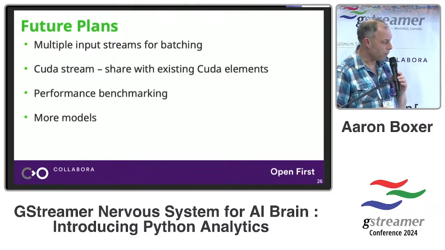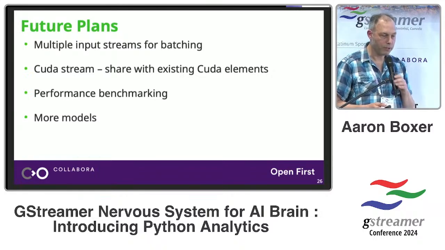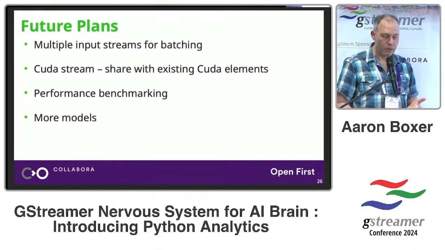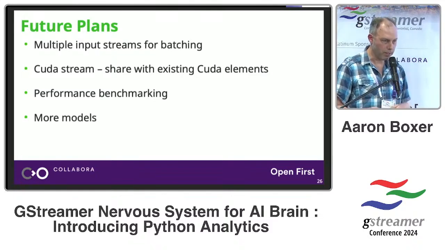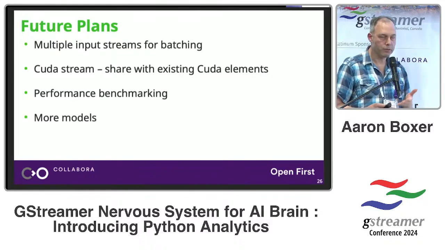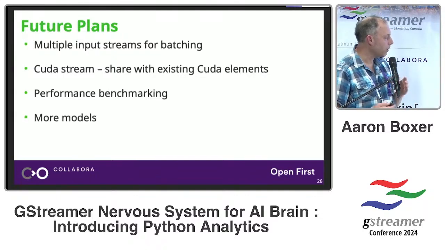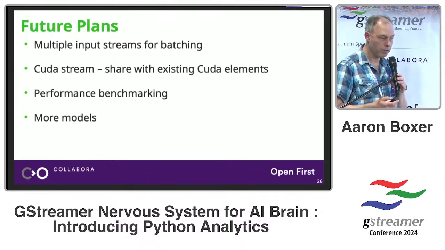Future plans: we want to support multiple input streams because for batching, if you have 5 cameras and you have one model, it's more efficient to run the same model on all 5 images in a batch on the GPU rather than one by one. We also want to support CUDA streams, which are a queue for NVIDIA GPUs. We already use this in the other CUDA upstream elements, so we want to share that stream, hopefully, for better performance. We plan to do some benchmarking, and we want to support more models in the future.